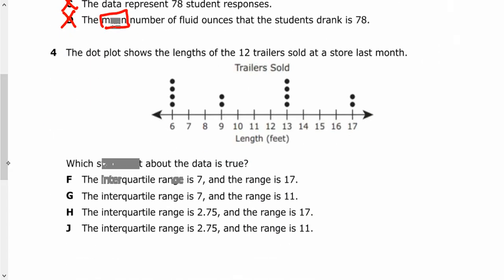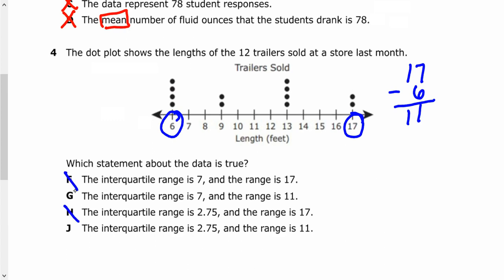Number 4, the dot plot shows the lengths of the 12 trailers sold at a store last month. Which statement about the data is true? The interquartile range is 7 and the range is 17. The interquartile range is 7 and the range is 11. So we're looking at our interquartile range and range. Let's start with our range, going from 6, my least number in my data, to my greatest number, 17. I'm going to find that difference, 17 minus 6, which is going to give me 11. So my range is 11, so I'm going to go ahead and get rid of H and F.